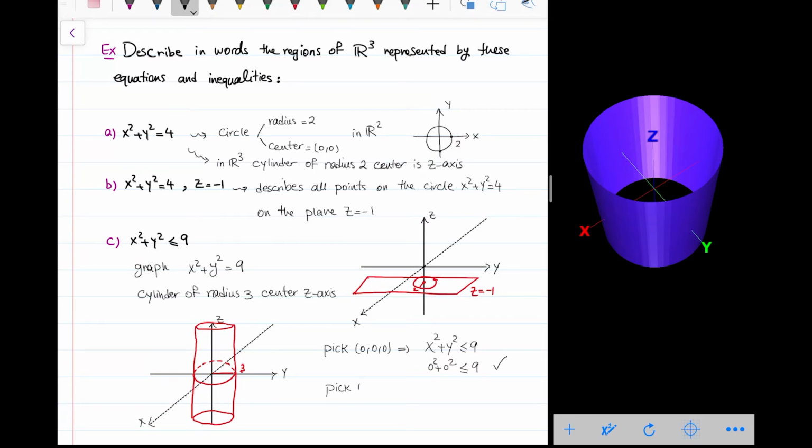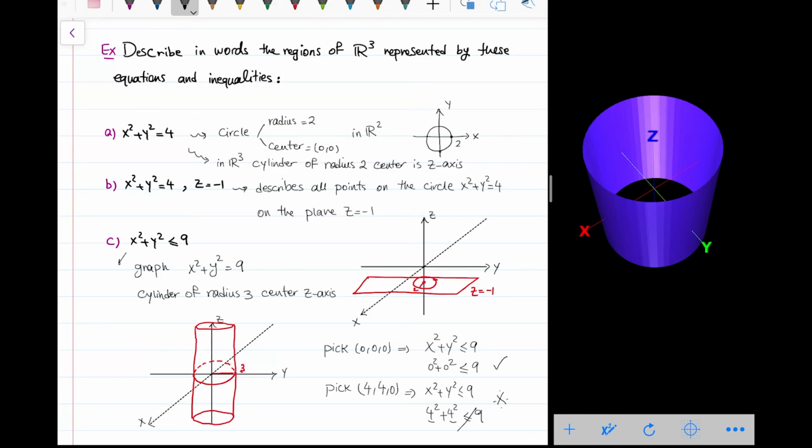But if I pick another point, one that is outside the cylinder, let me pick a point like here, for example. The point can be (4, 4, 0). Now I'm going to plug (4, 4, 0) into that inequality. 4 squared plus 4 squared, is it less than 9? This is 16 plus 16, which is 32. It's not less than 9. Therefore, the points that are outside the cylinder are not described by this region.